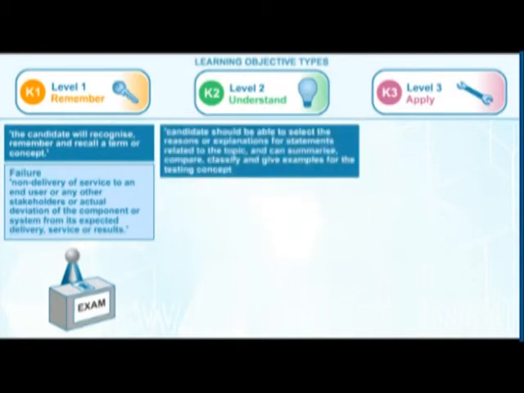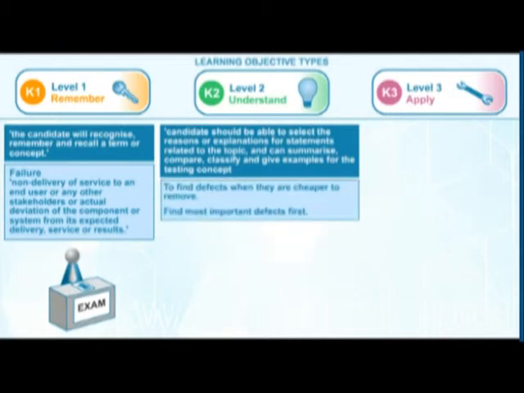Continuing the description of learning objectives outlined in the syllabus. Level 2 or K2, Understand, requires that the candidate should be able to select the reasons or explanations for statements related to the topic and can summarize, compare, classify, and give examples for the testing concept. For example, the candidate should be able to explain the reason why tests should be designed as early as possible, to find defects when they are cheaper to remove, to find the most important defects first.